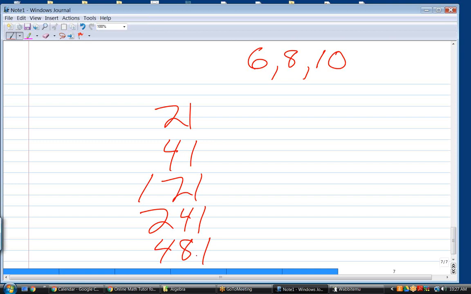Are we going to start at 481? No, because even if that worked, we'd still have to try 241 and 121 and 41 and 21. So let's start with the smallest one and see if this one works. When I divide 21 by 6, do I get a remainder of 1?